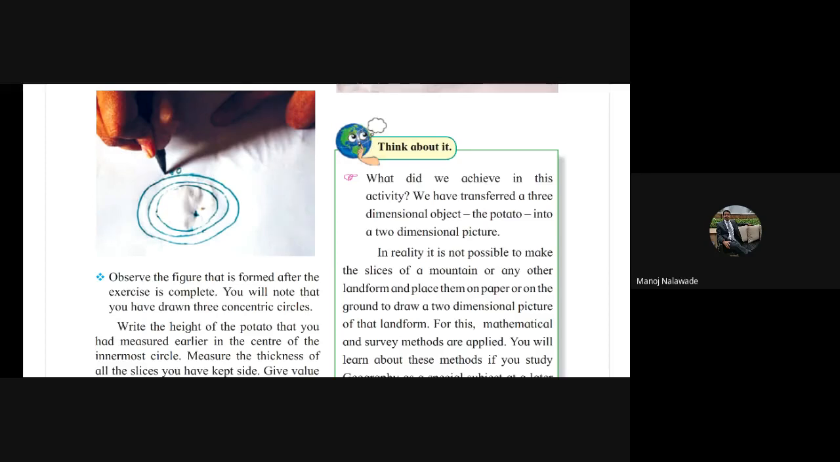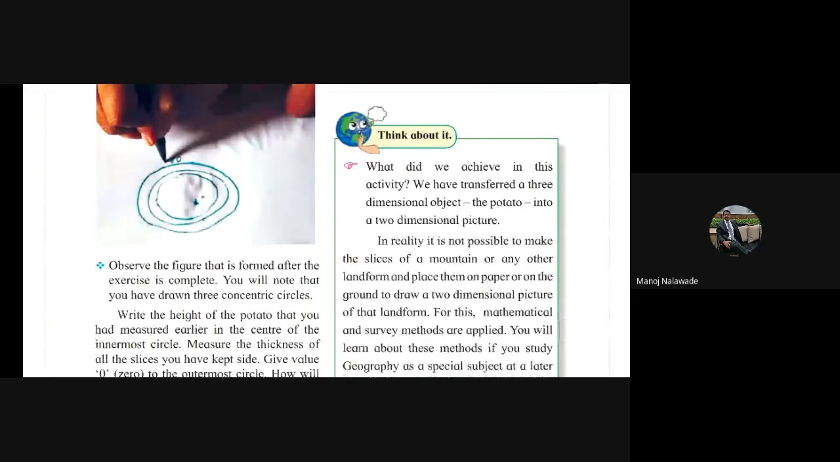You cannot show a mountain on a plane, right? How much is the height of that mountain? But by drawing these slices, or by doing these contours, okay, this is called a contour. By drawing these contours, you can easily understand what the height is or how the structure of that mountain is. So look here.